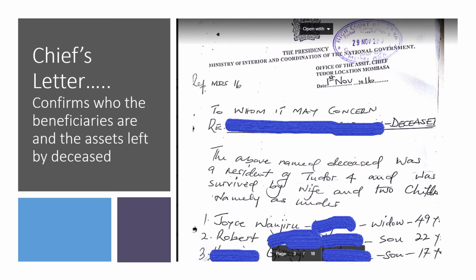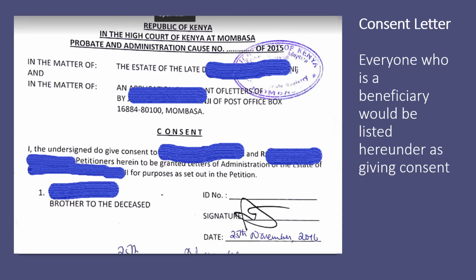So for the chief to know who the beneficiaries are, you would have to bring their ID cards, and then you would have to bring evidence of the properties that the deceased owned, if it's a title deed or a letter of allotment or logbook, whatever it is that's there, you would have to bring it to the chief to be able to list it down.